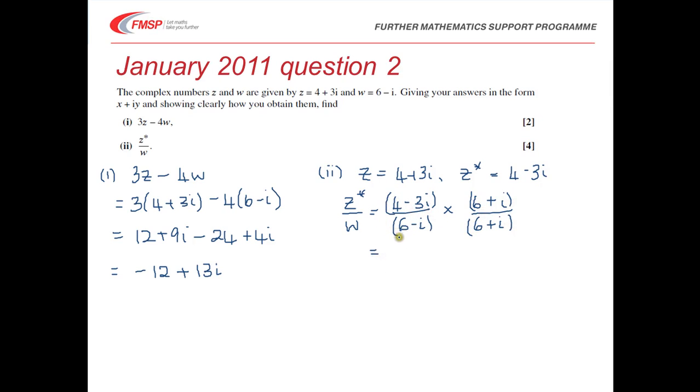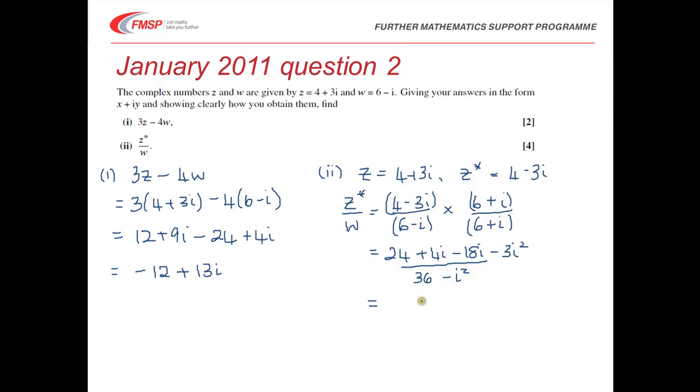So in the numerator, we're going to have 24 plus 4i minus 18i minus 3i squared. And in the denominator, now the advantage of multiplying by the conjugate is, of course, that the imaginary parts, minus 6i and plus 6i, will cancel out. And all we're left with is 36 minus i squared.